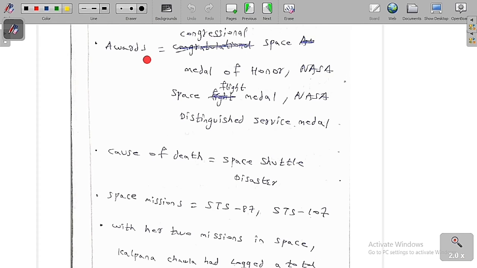The awards she received are the Congressional Space Medal of Honor, NASA Space Flight Medal, and NASA Distinguished Service Medal. The cause of death was the Space Shuttle disaster. And the space missions were STS-87 and STS-107. These are the 2 space missions she flew in her lifetime.